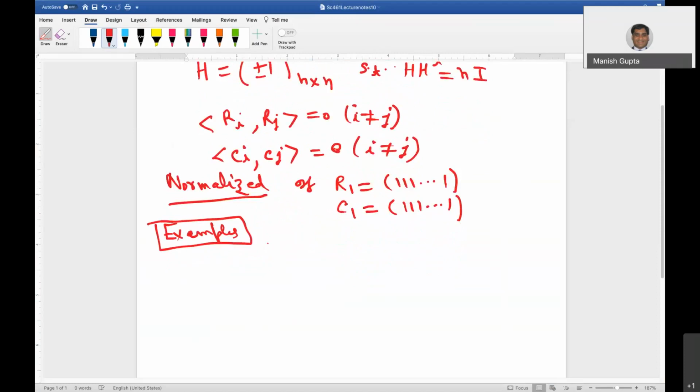N is equal to 1. What is the Hadamard matrix? It turns out that H1 is equal to a single 1. This is your 1 by 1 Hadamard matrix, a trivial matrix. N is equal to 2: H2 is 1, 1, 1, -1. Now you can see that this is a 2 cross 2 matrix, and rows are orthogonal and columns are orthogonal, and this is a normalized Hadamard matrix, right? The first row is all 1, and the first column is all 1.